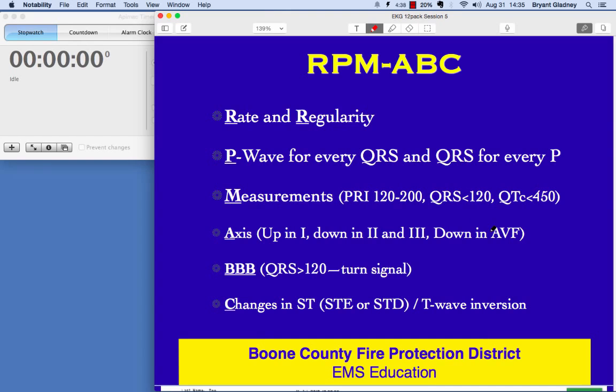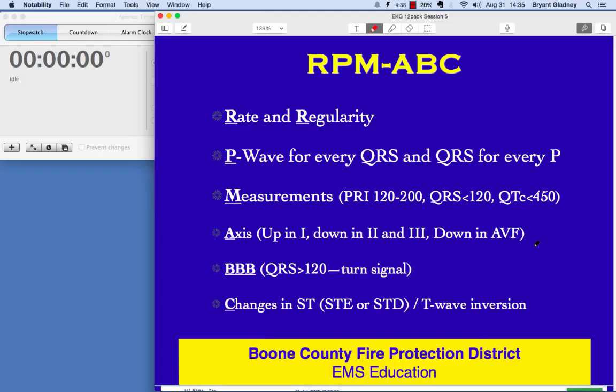And then your measurement check is real quick and easy. Is the PRI between 120 and 200? Is the QRS less than 120? And is the QTC less than 450? That's just quickly looking at that measurement block on the 12 lead. Just takes a couple of seconds.